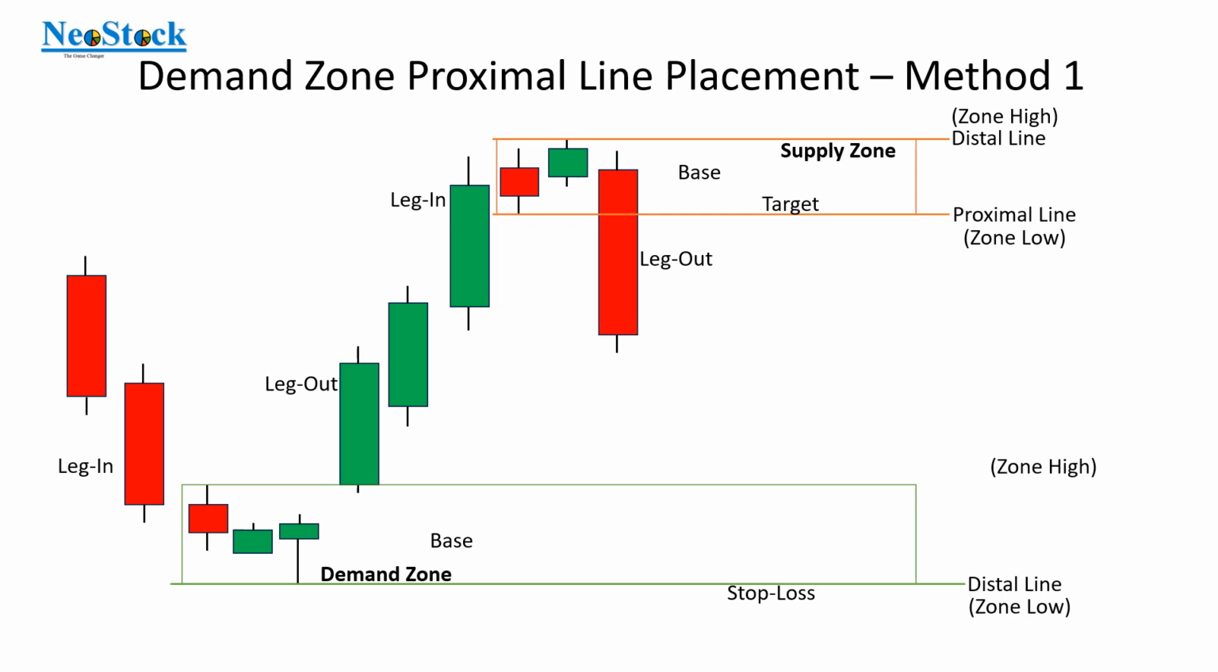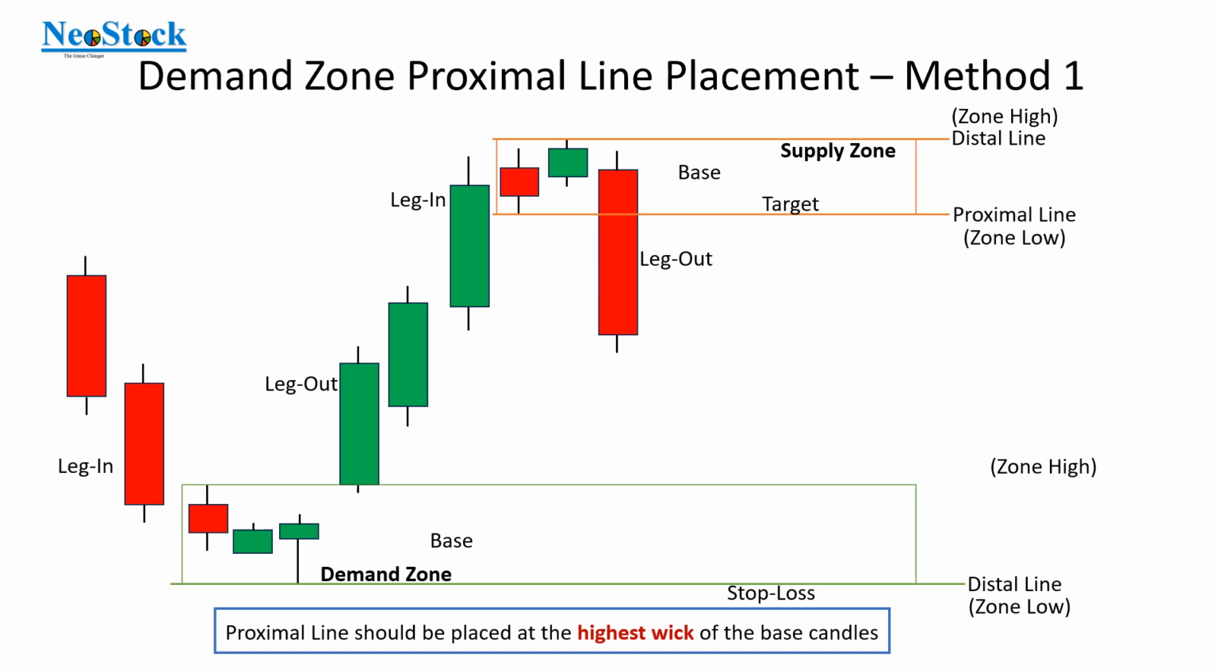Please look into this chart. We place the proximal line as per method 1. What does method 1 say? The proximal line should be placed at the highest wick of the base candles. What is the highest wick? This first base candle's wick is the highest. There we can draw the proximal line, and it is also at the zone high. We have already seen this example earlier, but let us discuss it in order to compare with other methods.